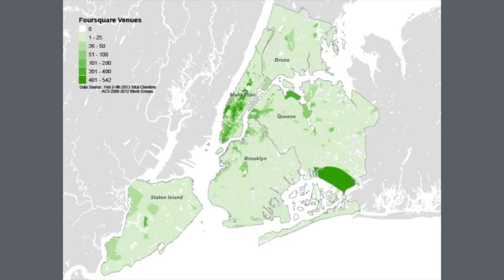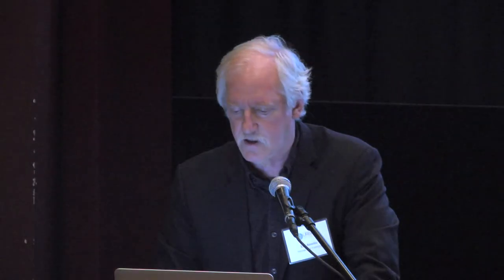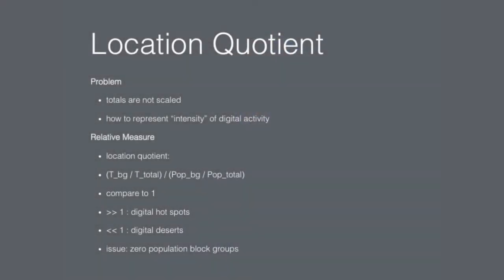One of the problems with looking at this data is that you have the totals, but the totals as such don't tell you that much about the distribution. So what we did was compute what is called the location quotient, and this roughly gives you an idea of how a block group is relative to the rest of the city in terms of its population. So are the number of tweets that you have as a proportion of all the tweets in the city, how do they compare to the population you have relative to the population in the city?